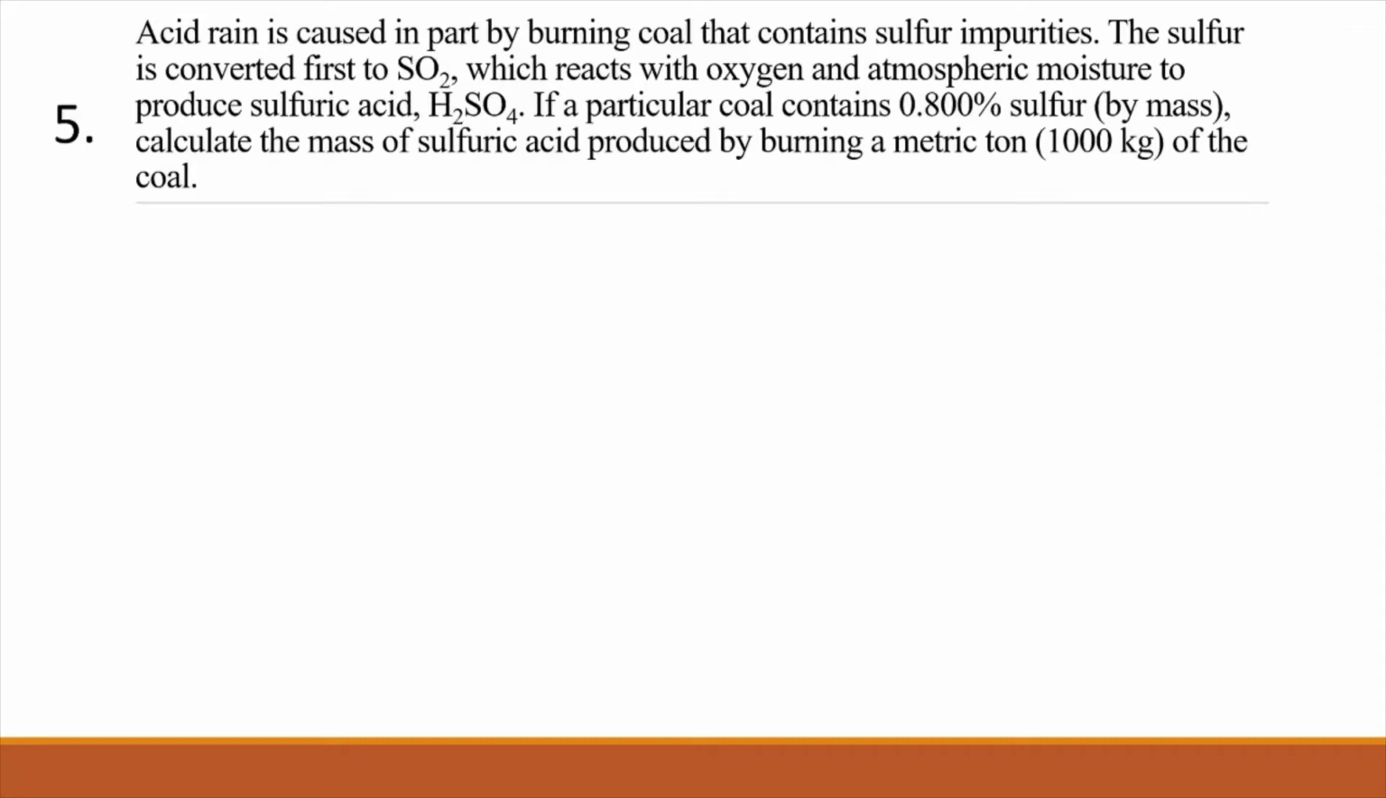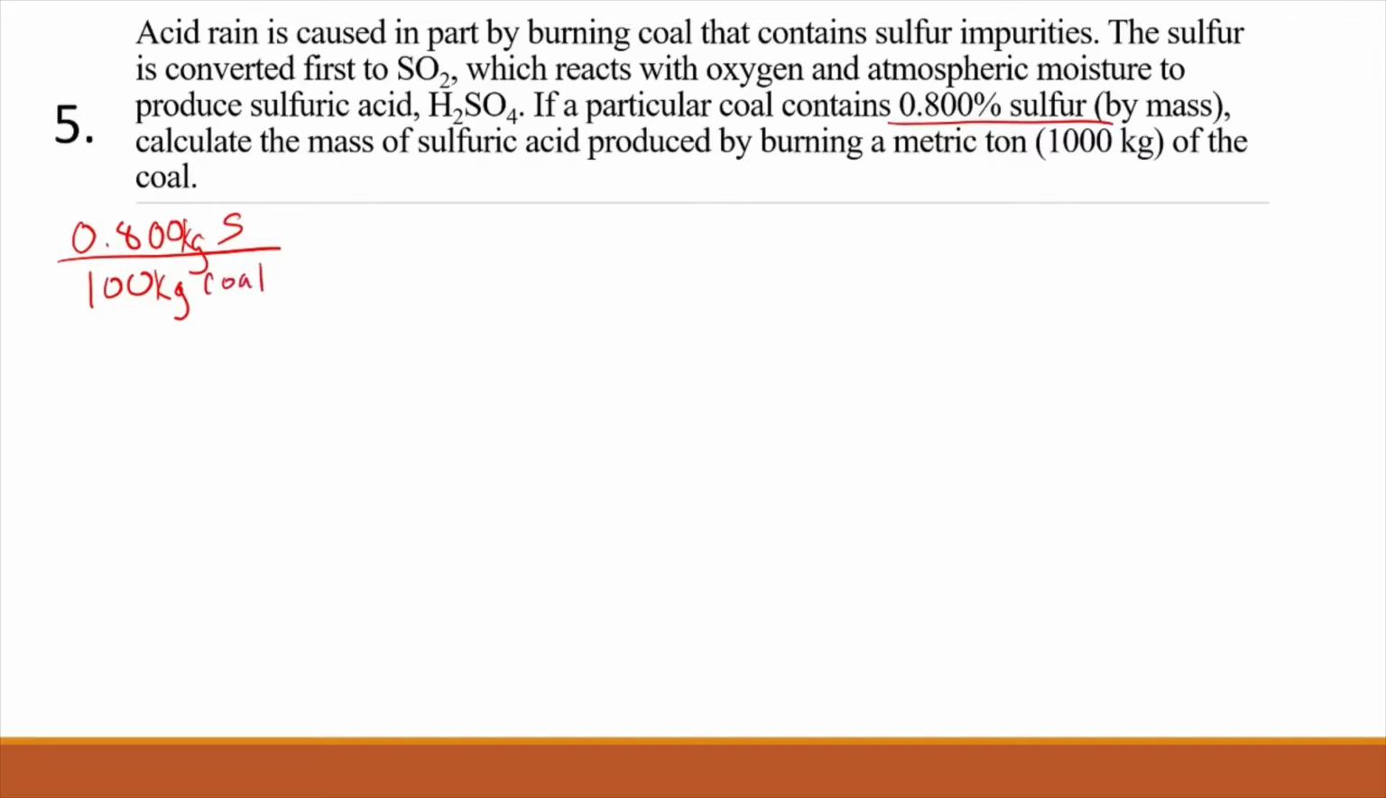If a particular coal contains 0.8% sulfur by mass, calculate the mass of sulfuric acid produced by burning a metric ton of the coal. So the first thing we need to do is figure out the mass of sulfur that is produced from 1,000 kilograms of coal. And we're told we get 0.8%. So that means we have 0.800 grams of sulfur for every 100 grams. We can say grams or kilograms. We'll say kilograms. So we make 0.800 kilograms of sulfur for every 100 kilograms of coal.